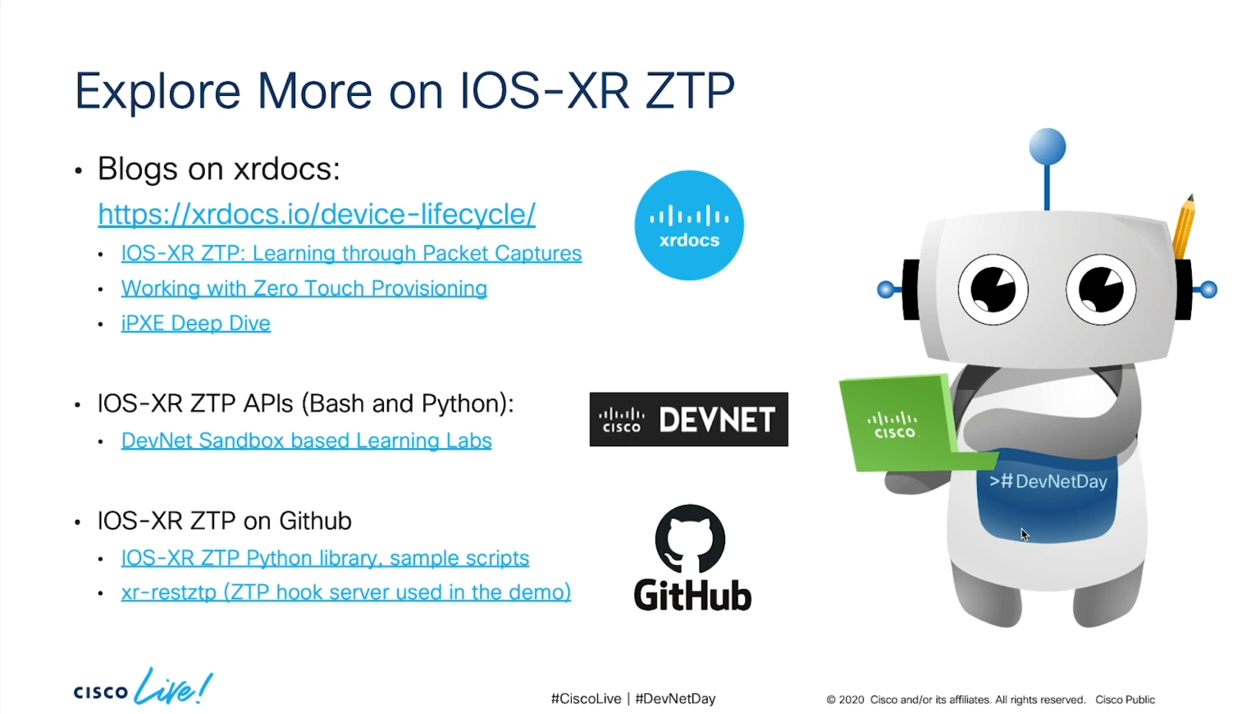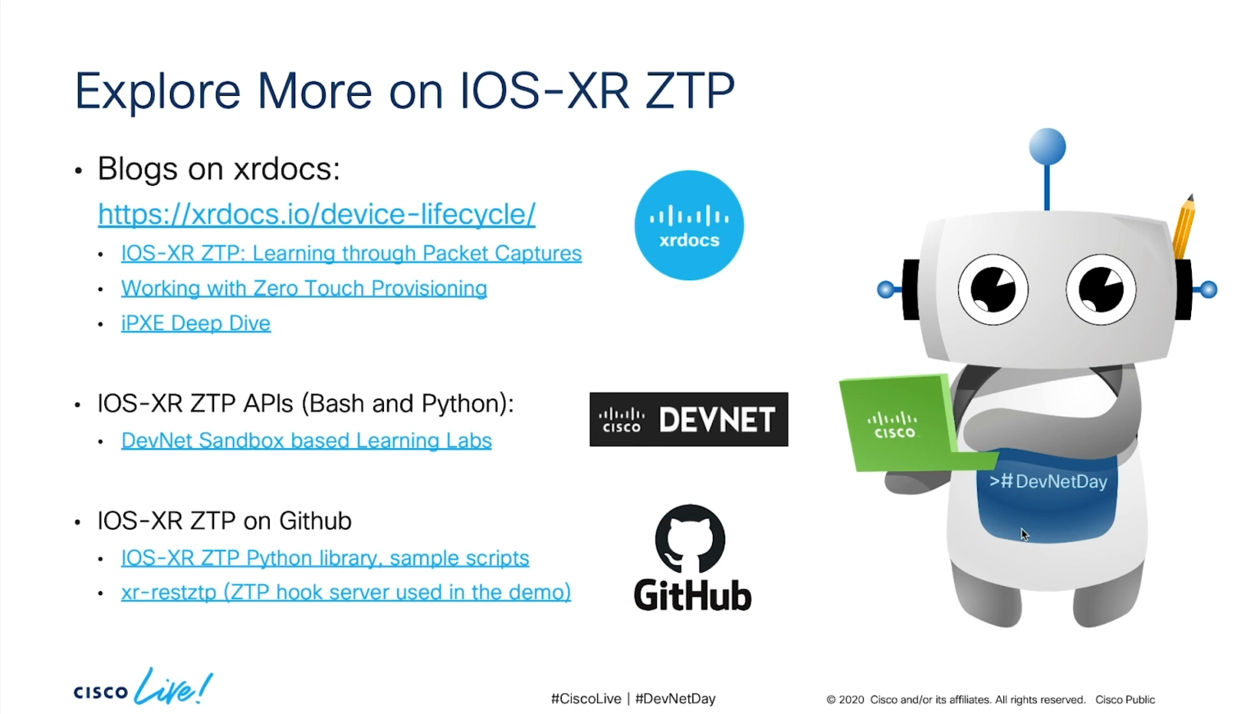In addition to that, on Cisco DevNet, we have learning labs available to run against a DevNet sandbox to play with all the IOS XR ZTP APIs, and these learning labs will be very useful for you to construct your own ZTP scripts, whether it's Bash or Python. On the GitHub links, you will find the IOS XR ZTP Python library along with sample scripts. These are extremely useful if you're starting your journey on IOS XR ZTP for Python.